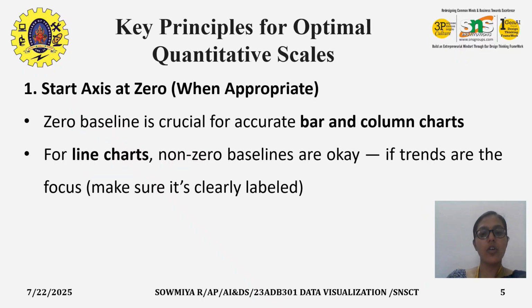Key principles of optimal quantitative scales. The first principle: start the axis at 0 whenever appropriate. Especially for bar charts, a 0 baseline is critical because the length of the bar shows the magnitude. If we start at 50 instead of 0, small differences look exaggerated. Always use a 0 baseline for bar and column charts. For line charts, we can sometimes avoid 0 if we are focusing on small trends, but we must label it clearly to avoid confusion.